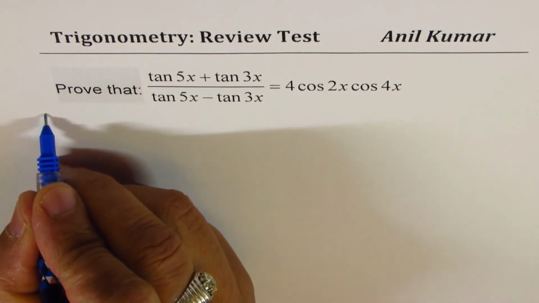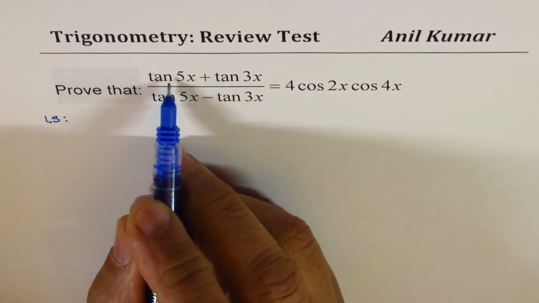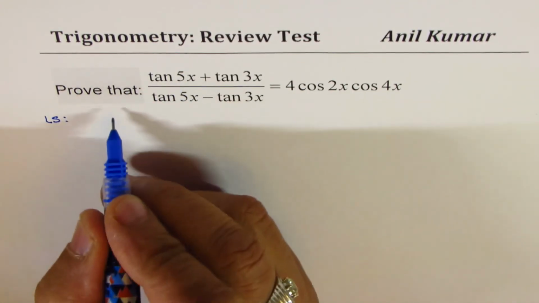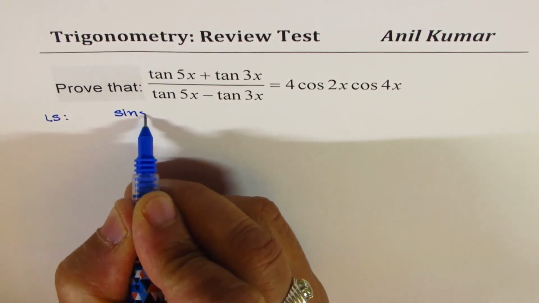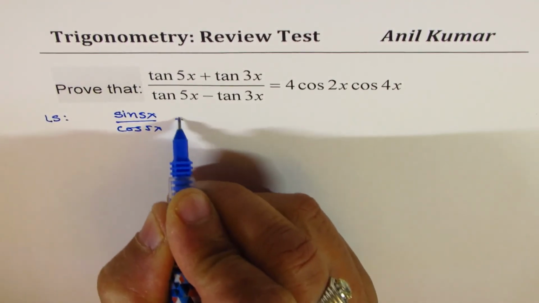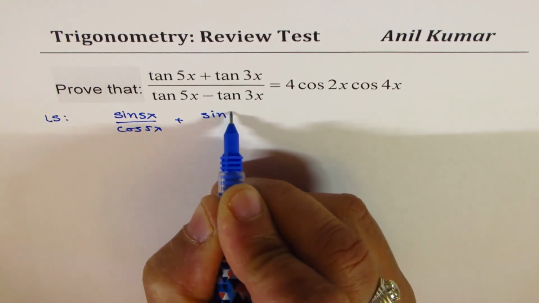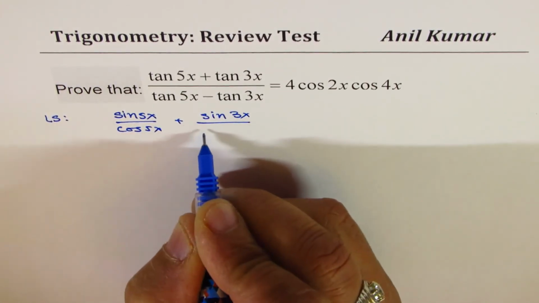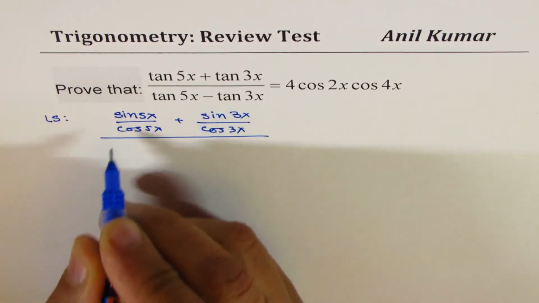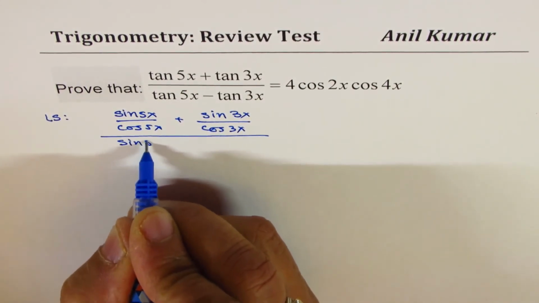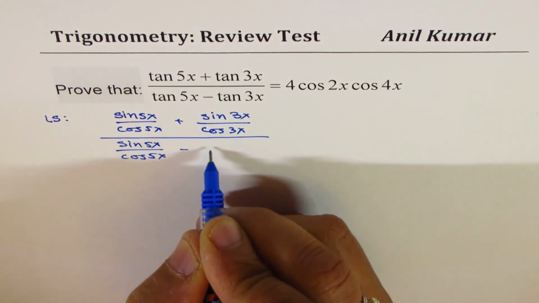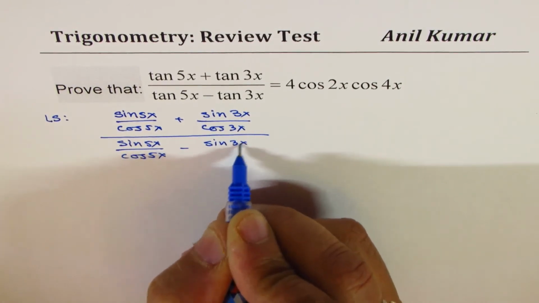We'll begin from the left side and write tan in terms of sine and cosine. So tan 5x could be written as sine 5x over cos 5x. Similarly, tan 3x can be written as sine 3x over cos 3x. And in the denominator we will do the same: sine 5x over cos 5x, difference sine 3x over cos 3x.